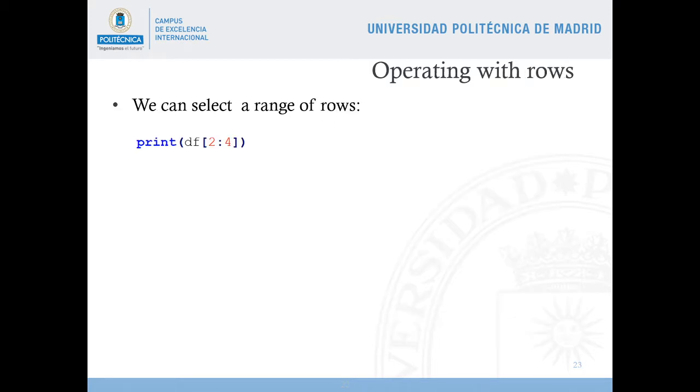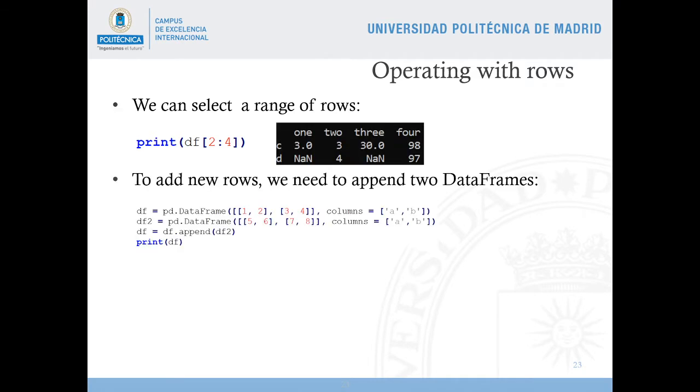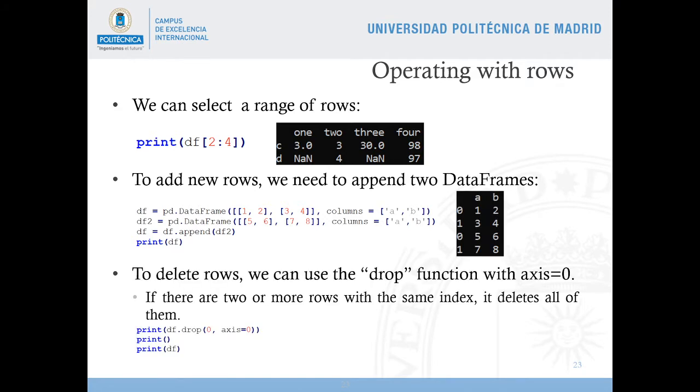We can select a range of rows. We can add rows, but in this case, to add new rows, what we have to do is to merge two different data frames. We can delete rows with, again, the drop function, but this time with axis equal to 0, which is the default behavior. I also taught you how to access a specific cell, which is not actually in the slides, but I showed you that you can do it.